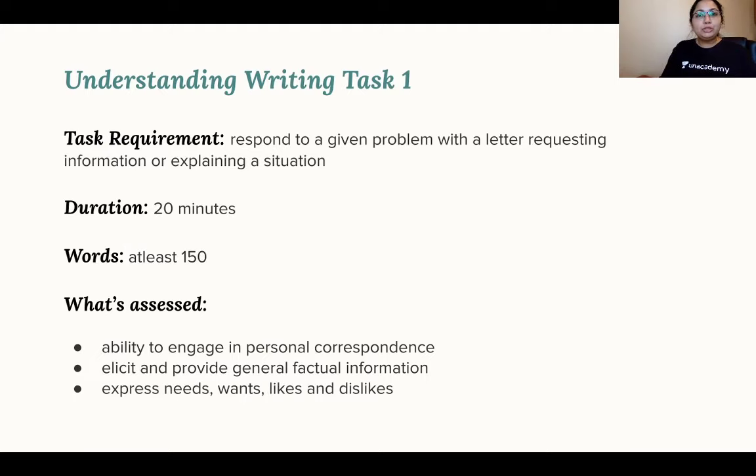How well are you able to express the needs, the wants, the likes and dislikes? If you need information from somebody, or if you have to tell somebody that the facilities in a hostel are not clean and you want better facilities, how would you request that in a letter to somebody? How well are you able to put all of these things together? How well are you expressing your opinions, that is your views or your complaints, etc.? So these are a few things that we are looking at in writing task 1, just for you to simply understand and brush up.